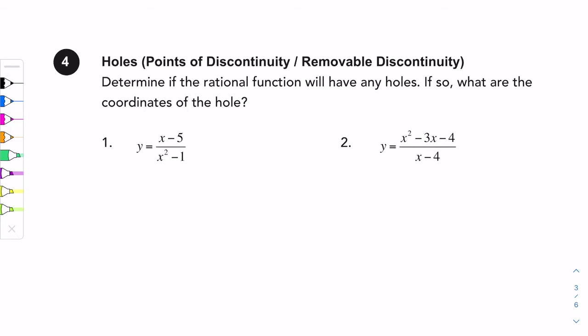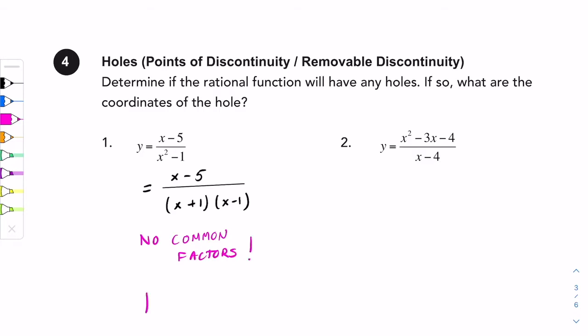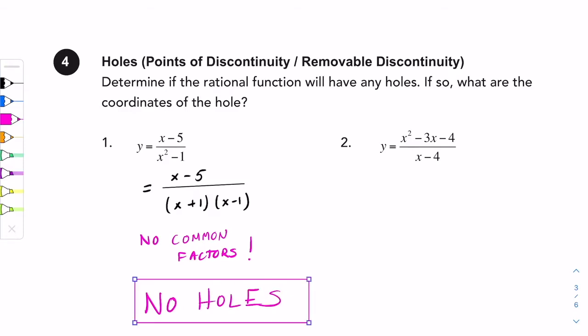Number 1, hopefully you can tell that it is not going to have any common factors. If it doesn't have any common factors, then there are no holes. I'll quickly write this one out, but I do want to explain more on number 2. Number 1 factors to x minus 5 divided by x plus 1 times x minus 1. And there are no common factors. When there are no common factors, there are no holes. Which leads us to number 2.